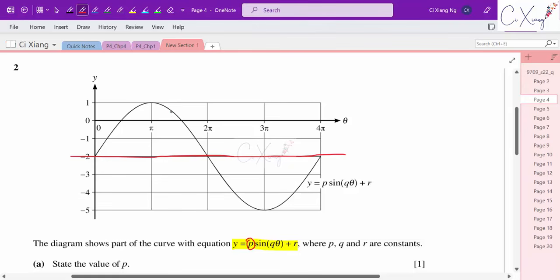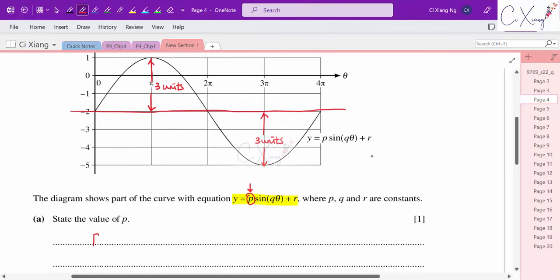But if we observe this diagram, you will see that from the center to the highest point in the graph is actually 3 units: 1, 2, and 3. There are 3 units here. The same thing happens for the minimum point. If you observe from the center line to the minimum point here, it is also 3 units. Which means that this particular value of p will affect the amplitude of the sine graph. Therefore, from here, we know that p is equal to 3.